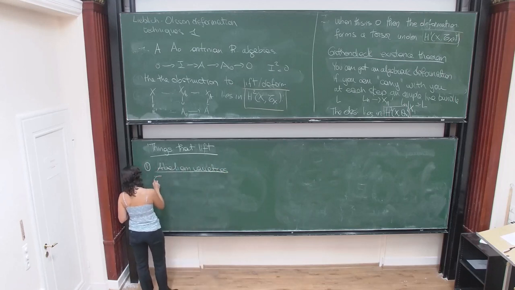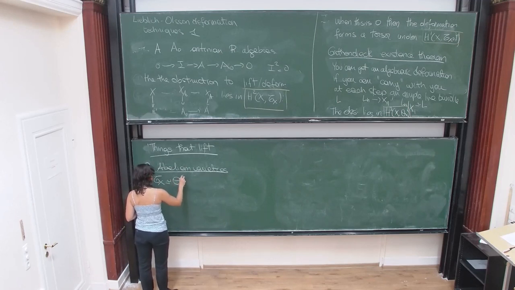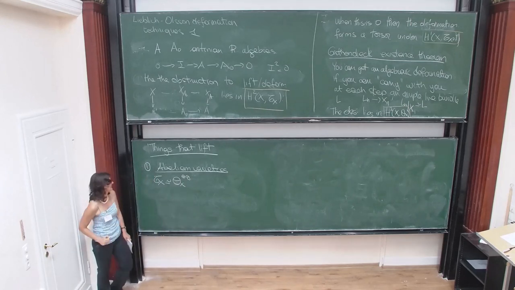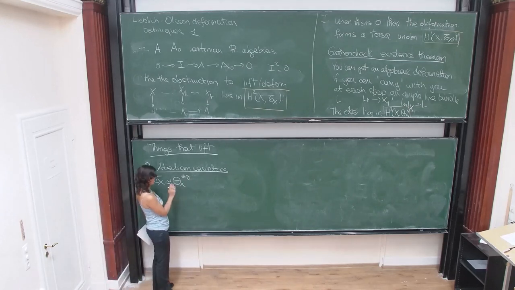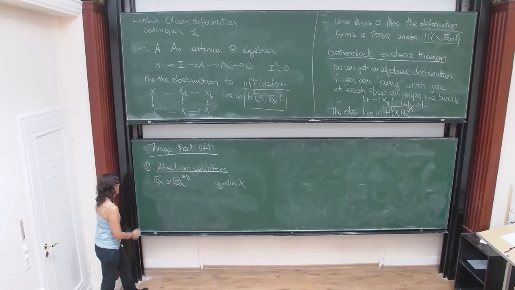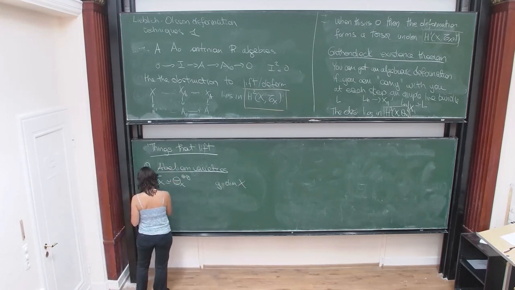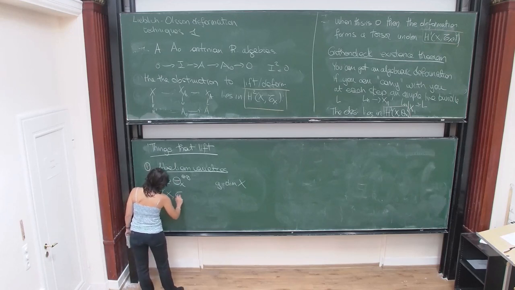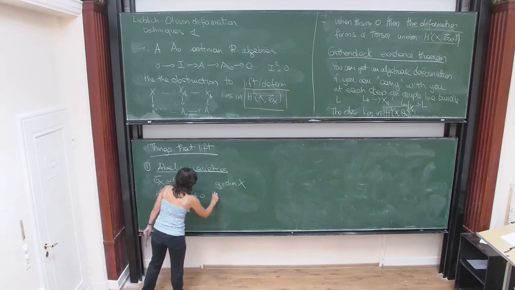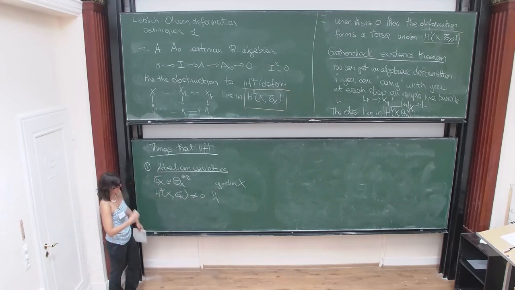So, the tangent of an abelian variety, as the students of my PhD classes on abelian varieties know, is the sum of O_X to the g, where g is the dimension of X. And so, in particular, we have that H^2 of X, or the tangent of X, is different from zero. Not good.